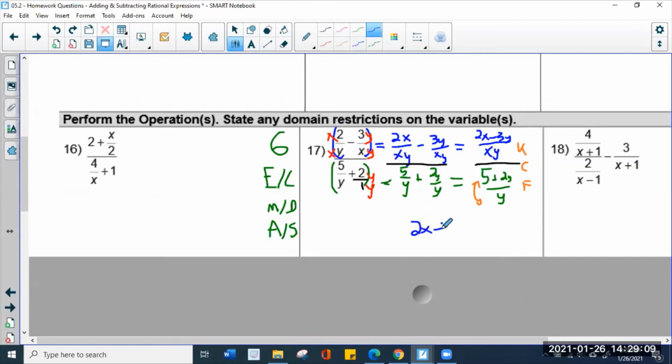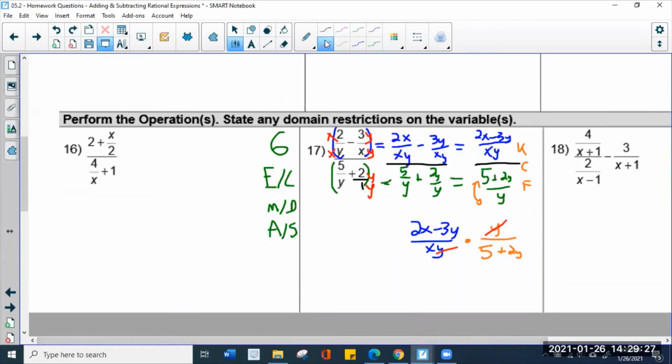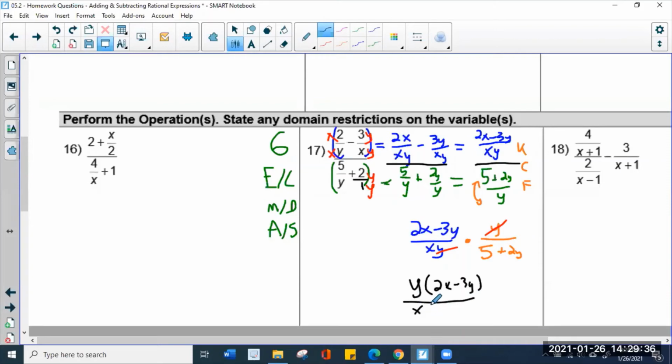So we have 2x minus 3y, which doesn't change, over xy. And then we flip this, so times y over 5 plus 2y. The only thing that cancels is this little y right here. And that's your answer: y times 2x minus 3y, divided by x times, I'm going to put this in order, I meant to do it earlier, it would be 2y plus 5. I could do that at the end if I didn't catch it.